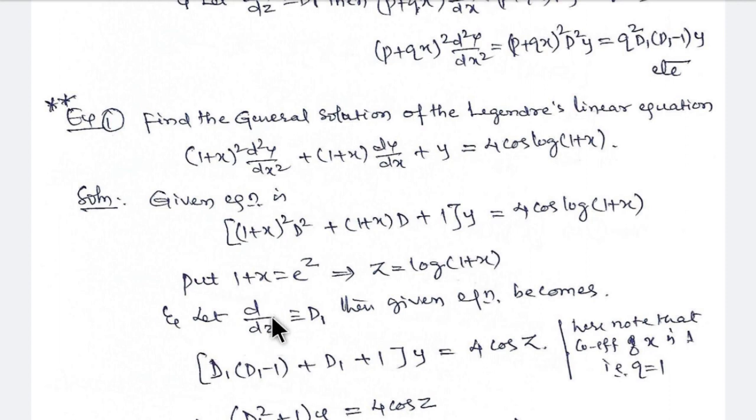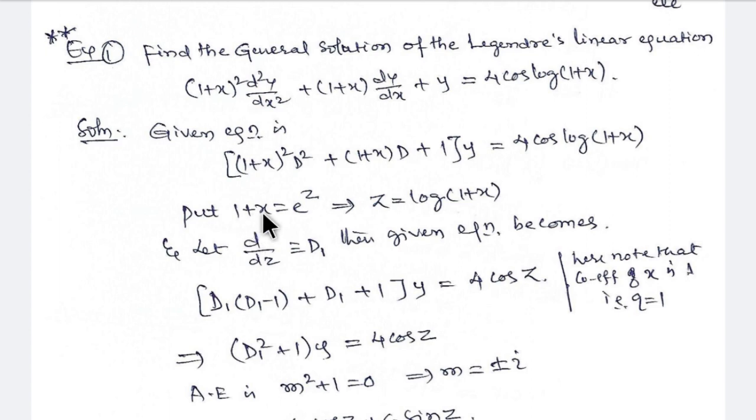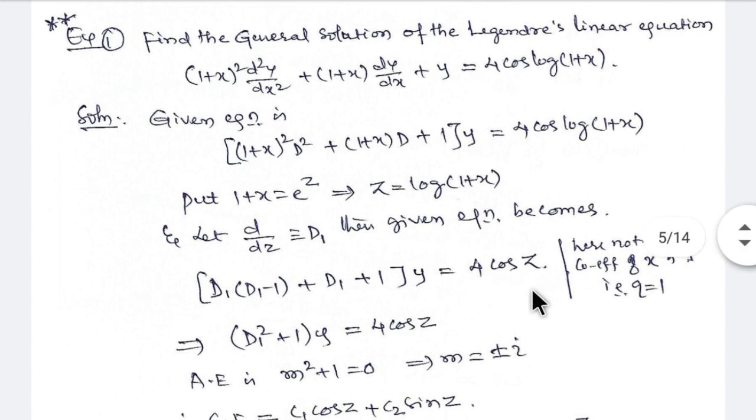Let d by dz = d1, then the given equation becomes, directly: in the place of (1 + x)^2 d^2 you write d1 (d1 - 1), plus (1 + x) d is directly replaced by d1, because here the coefficient of x is 1, and 1 squared equals 1, so it does not affect anything. So (d1 + 1) y equals 4 cos of log(1 + x), and in the place of log(1 + x) we write z, so the RHS becomes 4 cos z.